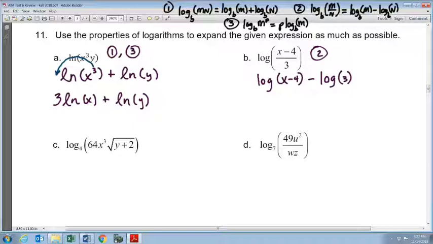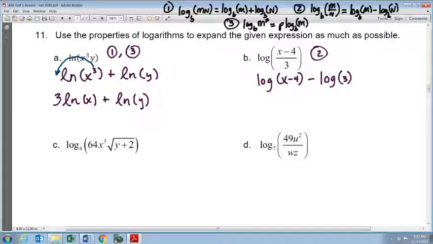Look at letter C. Notice we have a product of 64, x cubed, the square root of y plus 2. So we're actually going to use the product rule twice here. Notice we will need to use the power rule, but again, to move that 3 off the x, you can't do that when you have the 64 there and the square root of y plus 2. So again, you can't just ignore these parts here and move out the 3. You're going to have to get that x cubed by itself before you can do that.